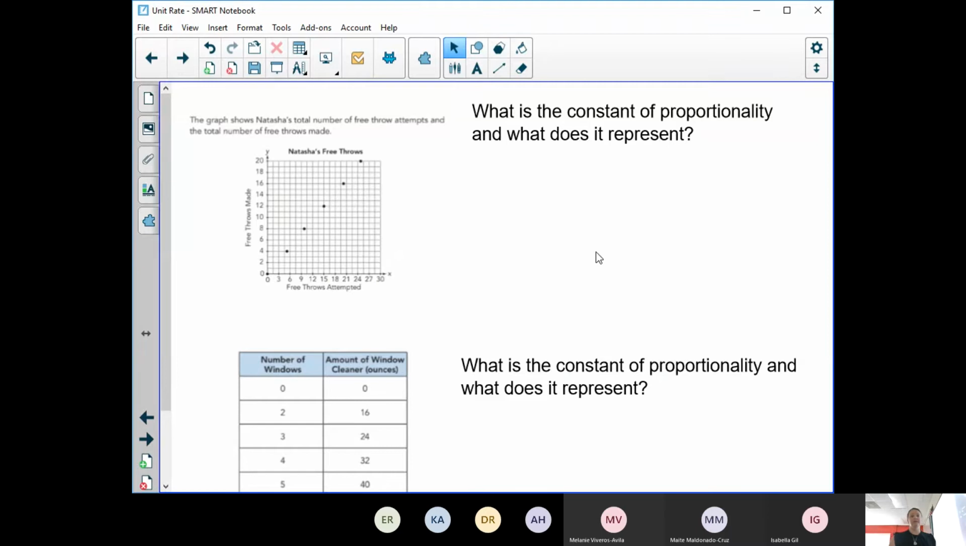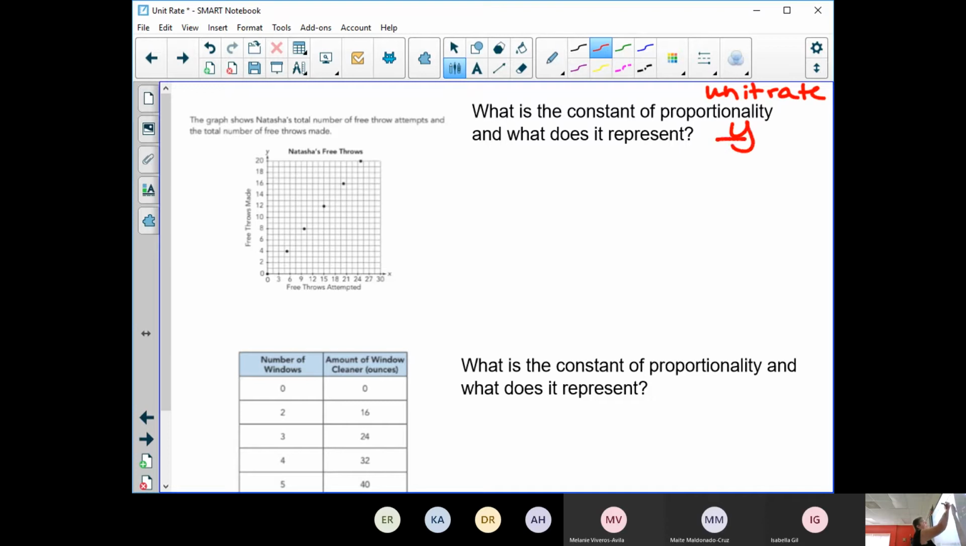All right, so we're going to start with just finding the constant of proportionality. So you learned last week that the constant of proportionality is the same thing as unit rate, and that we find it by taking the y value divided by the x value, and that'll give us r. And r is just the letter we use to represent constant of proportionality or unit rate. So both of these are r.